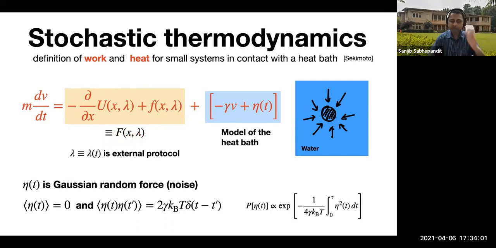And lambda is some parameter. For example, you might think of putting the system in a harmonic trap and changing the trap frequency. That trap frequency might be described by lambda. Then this eta is a Gaussian force, so you can write down its distribution, which is basically a Gaussian.